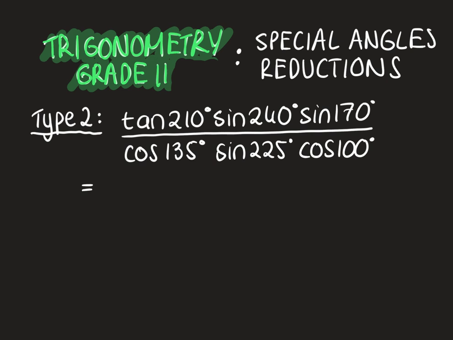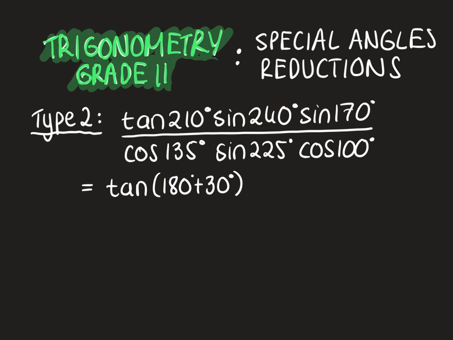So the first one is tan of 210. The first thing we ask ourselves: what quadrant is 210 in? 210 is in the third quadrant, which is known as the 180 plus theta quadrant. So we're going to change it into a format that we can reduce. So 180 plus what gives me 210? 30. Okay, that one's done. So let's move on to the next trig function.